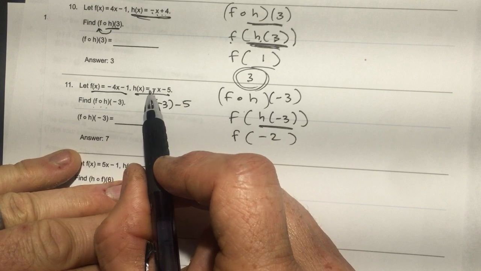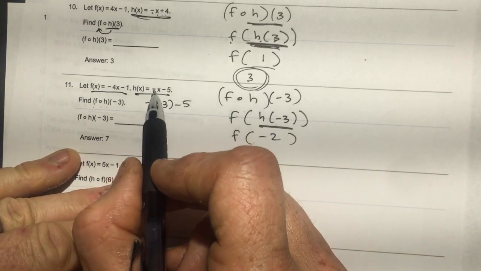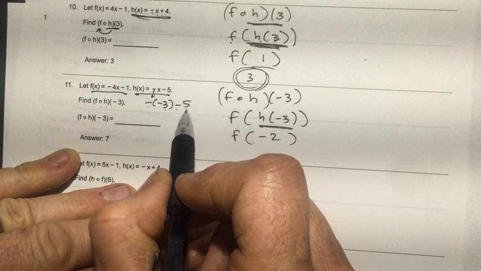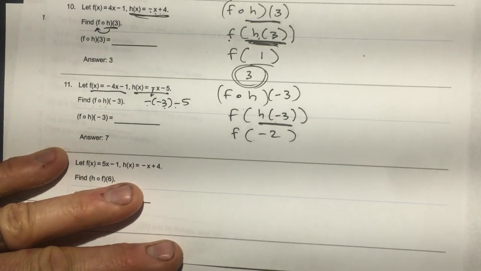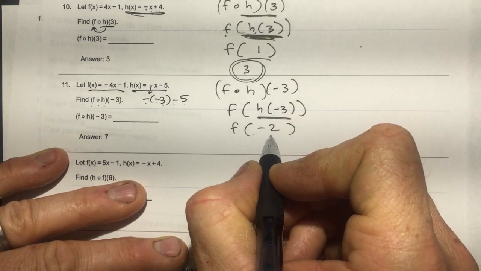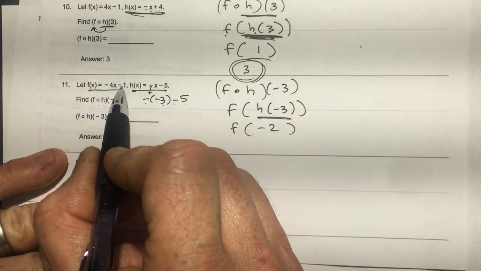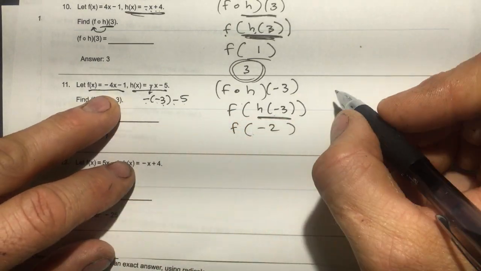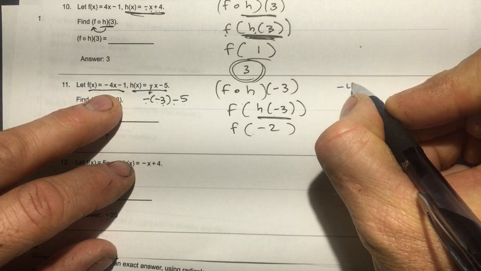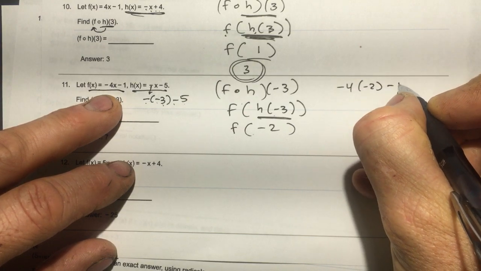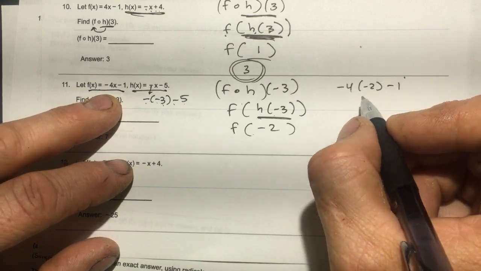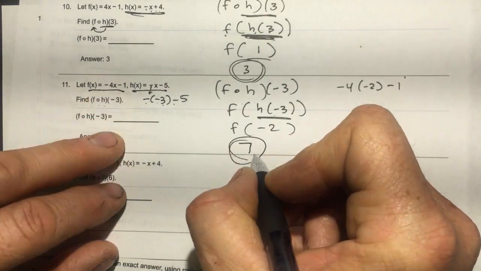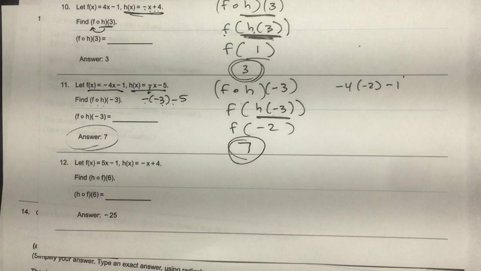So I'm putting negative 3 in the h function, and that's going to be negative 3 minus 5, which is negative 2. Okay, now I got to do f of that. So I'm going to take the f function here, and I'm going to put negative 2 in there. Let me just write it out here. This is going to be negative 4 times negative 2 minus 1. And that's 7. There you go.